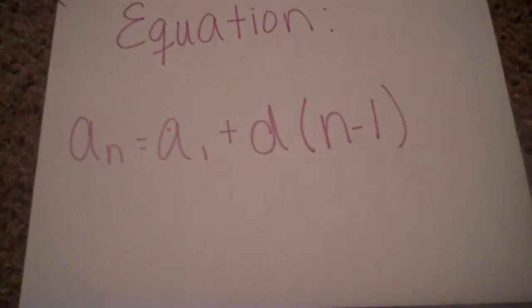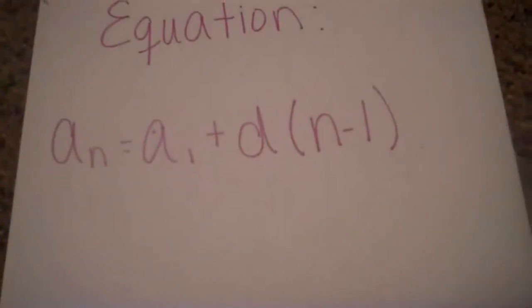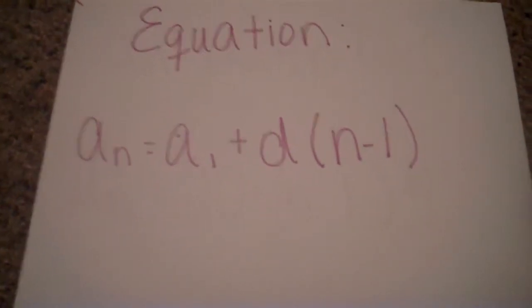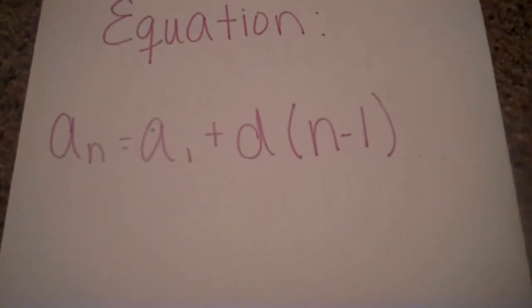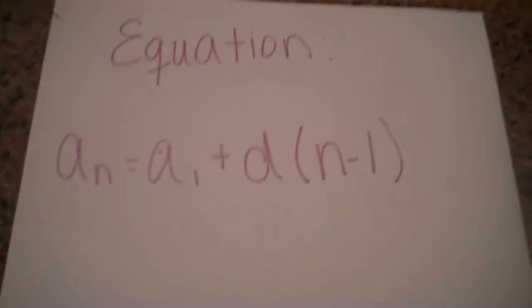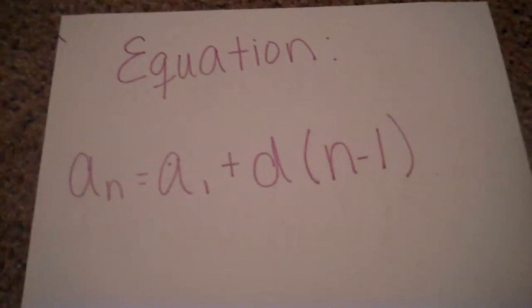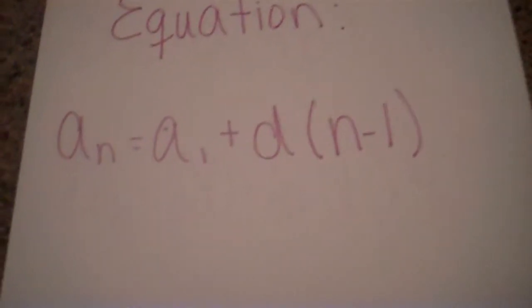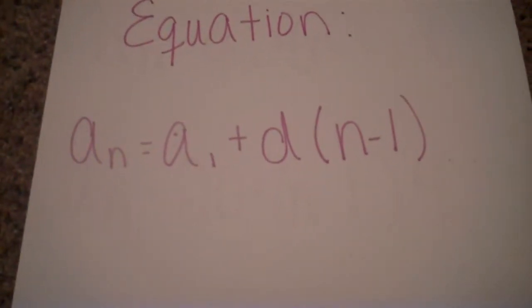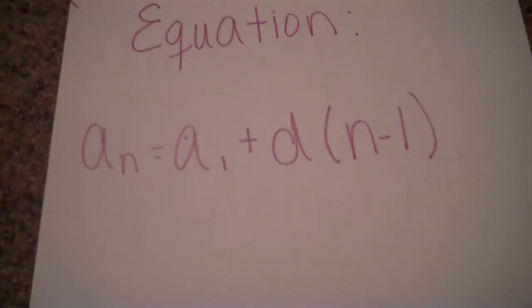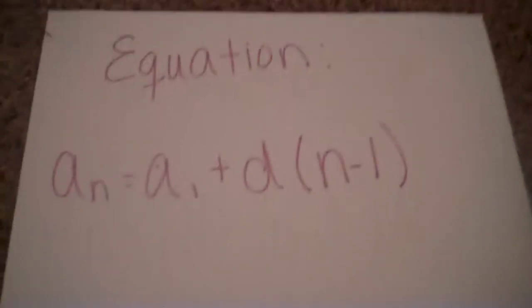However, the recursive formula can be a little difficult, because if you wanted to find a term such as the 50th term in that sequence, you would have to know the previous 49 terms to figure out the 50th term. So there's a more explicit formula: a_n = a_1 + d(n - 1). And the a_n stands for the term you want to find.